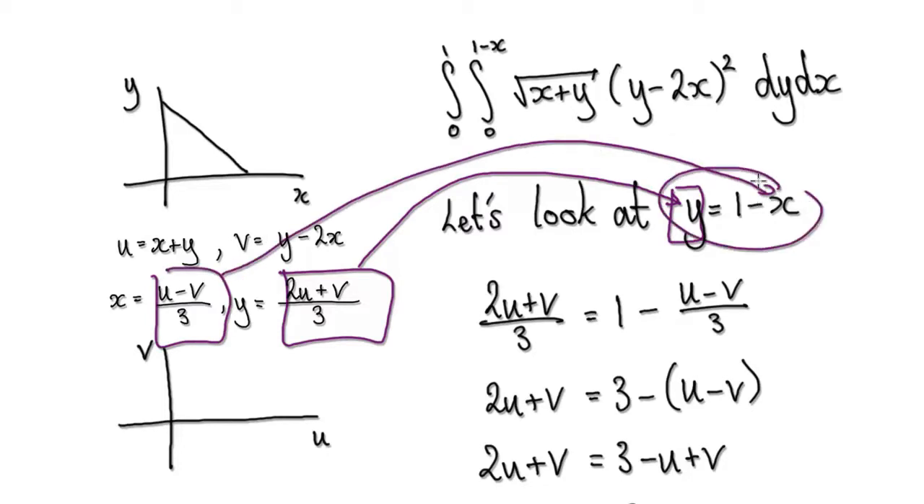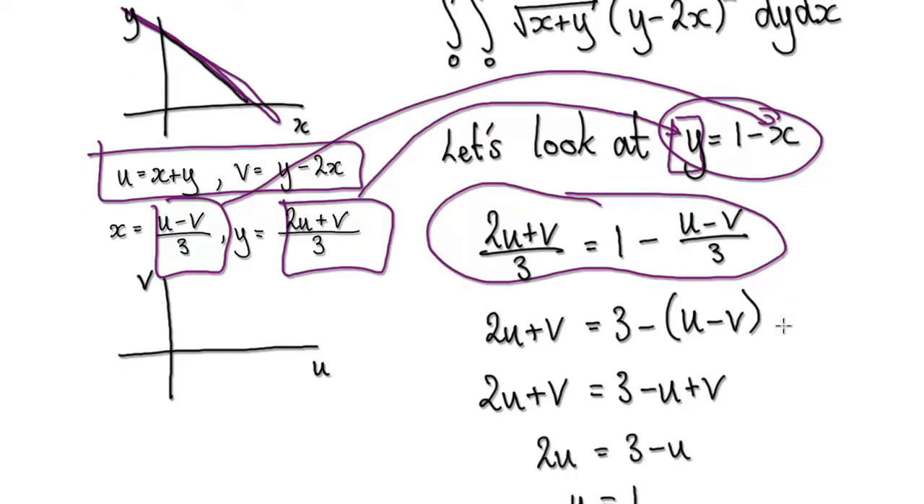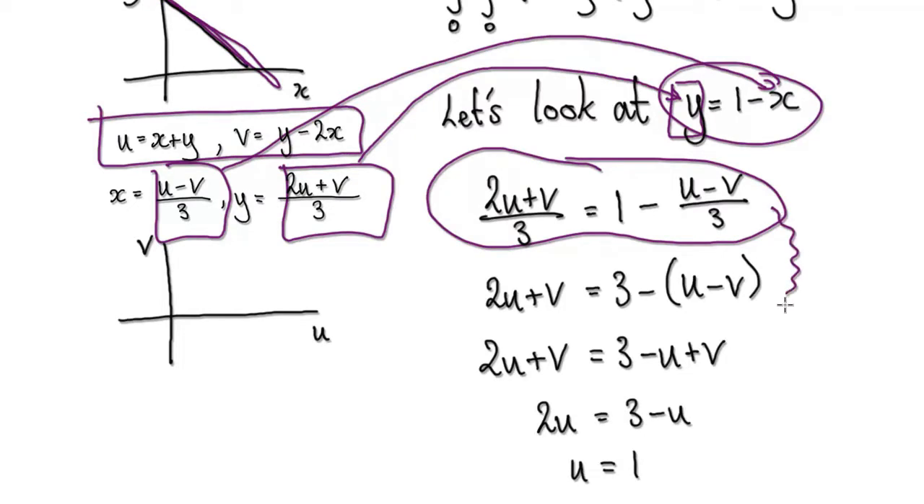So this whole thing here will give us this. Remember, we are trying to work out what happens to this diagonal line once you make this substitution. So rearrange it. So u equals 1.